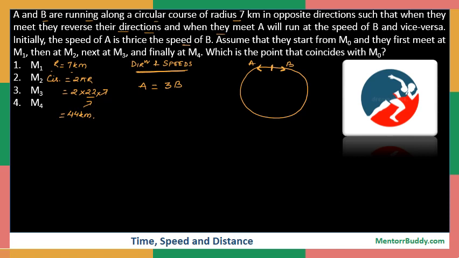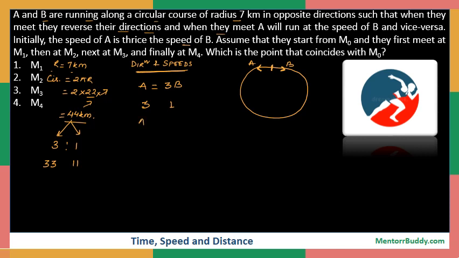So now what is happening? If A is running 3 parts of the total course, B will be running just 1 part of it. That means out of the total distance, they would be covering the distance in the ratio 3:1, and by this we can say A will be covering 33 kilometers and B will be covering 11 kilometers.